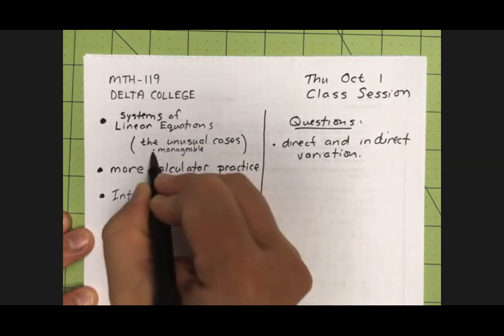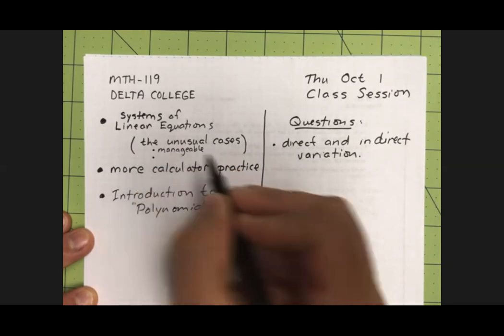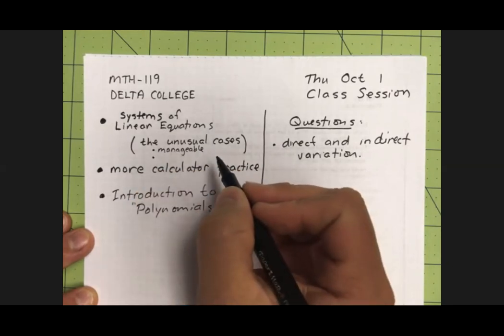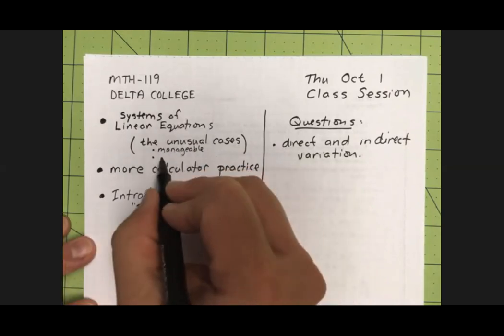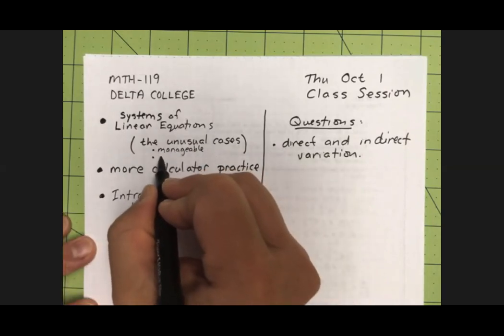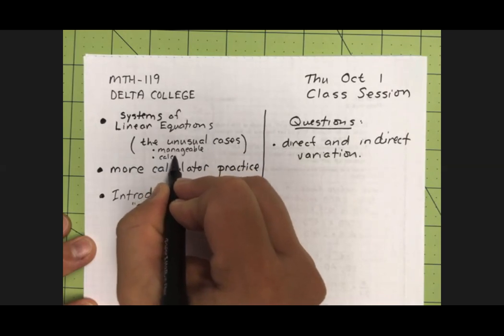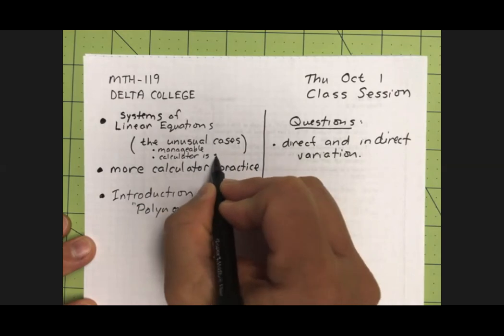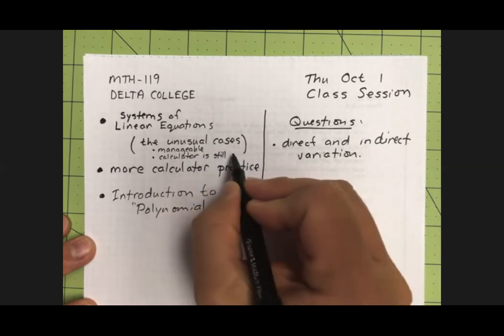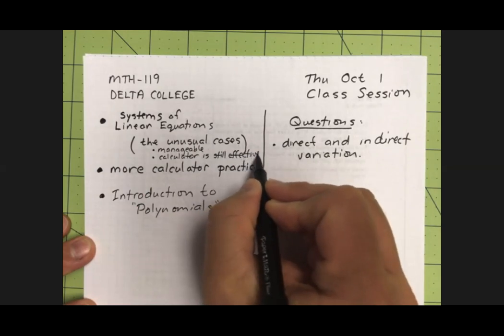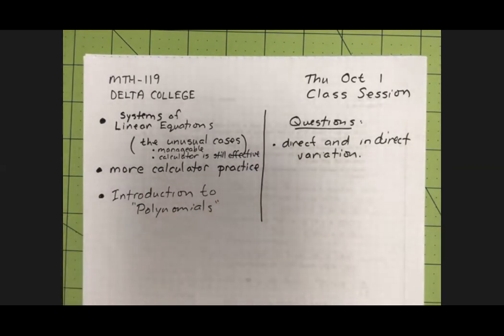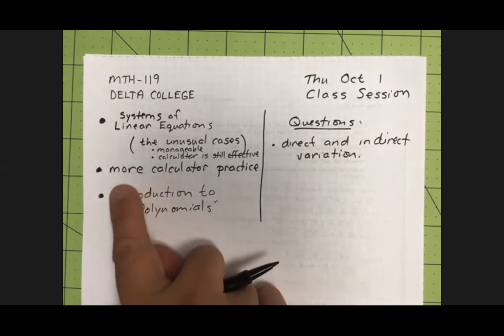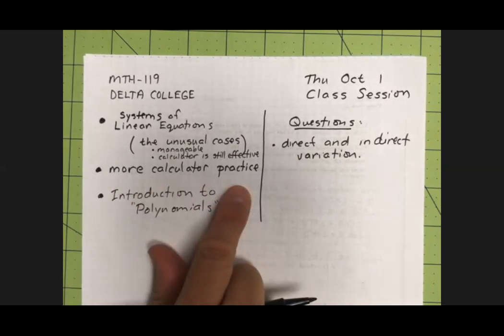I don't know if I spelled manageable correctly. And the calculator can still back us up. The calculator can still recognize these unusual cases too. The calculator is still effective at doing those problems. So we're going to do some more calculator practice.